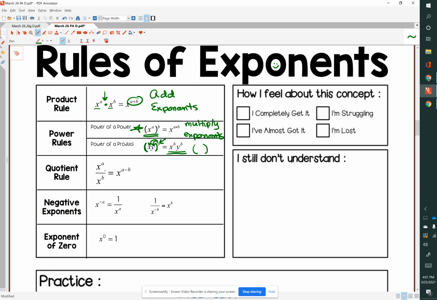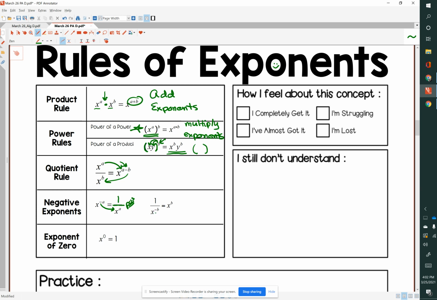Now, the quotient rule says that when you divide exponential terms, you subtract the exponents. So you're going to subtract the denominator from the numerator. So don't get that backwards. Now, if you have a negative exponent, then we need to put it in the denominator. If there's no other term that we can put in the numerator, we will put a 1. And once we put that term into the denominator, the exponent can then become positive.